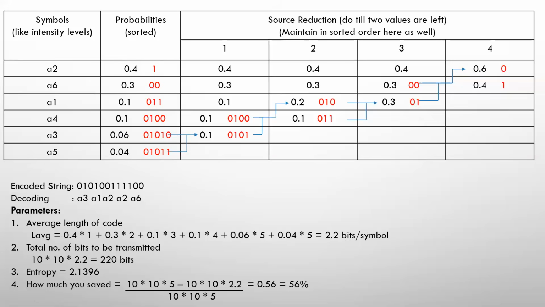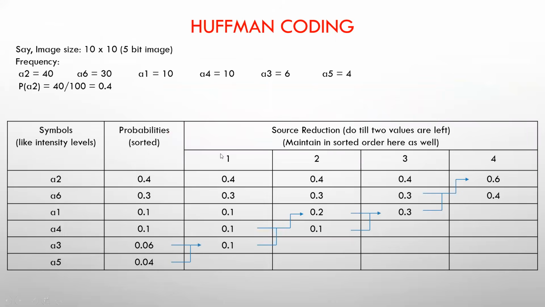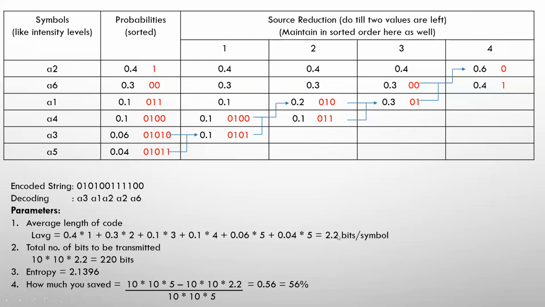Otherwise we were having it as a 5-bit image, right? So we would have required 5 bits per symbol, because that is given to us, that it's a 5-bit image. So you just saw that we saved quite a bit, right? So what are the total number of bits to be transmitted? That will definitely be M into N into L average. So 10 into 10 into 2.2 gives me 220 bits.